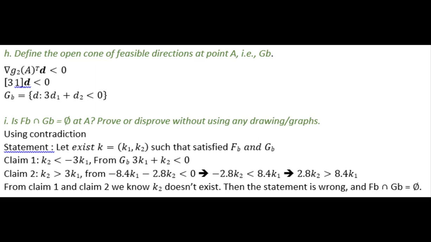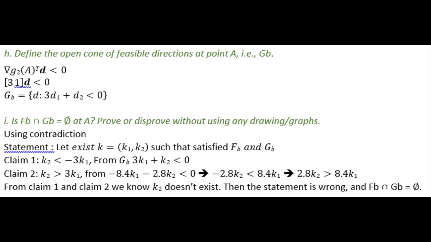Define the open cone of feasible directions at point A, that is G0. Here you are talking about the condition for the open cone. The green one, sir? Yes, on the board, the green one. So how to draw this open cone? To draw it you have seen that, but how to write the open cone?